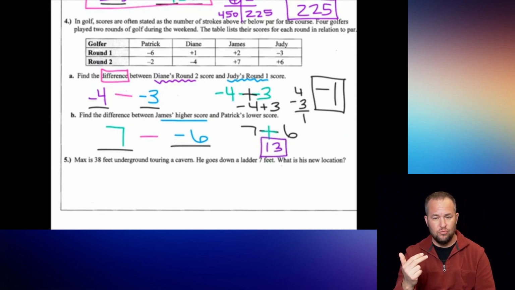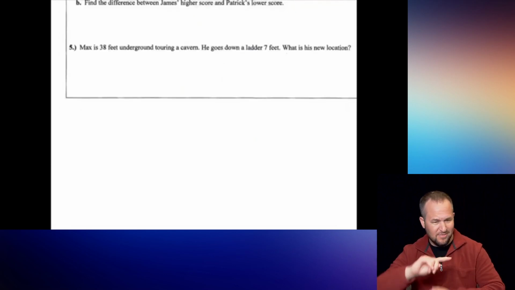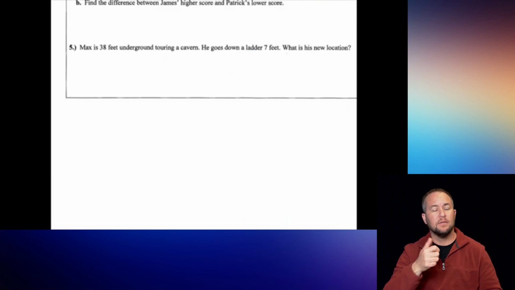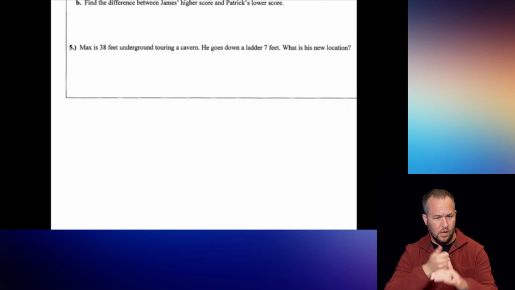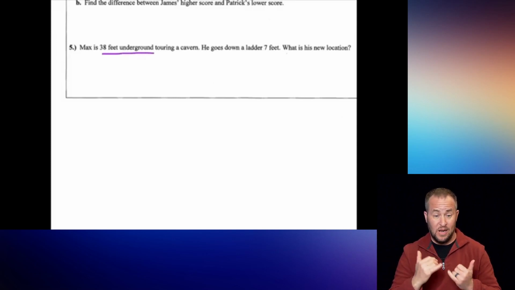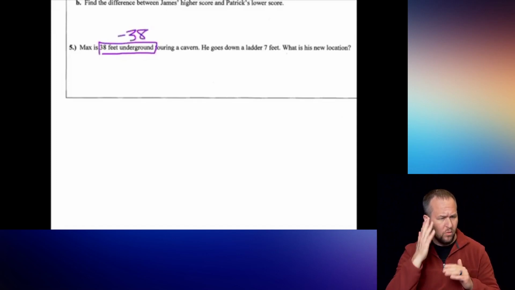All right, my people, last question. We can do it. I believe in us. So Max is 38 feet underground, touring a cavern. He then goes down a ladder 7 more feet. What's his new location? In the first sentence, I know I'm 38 feet underground in a cavern. What integer represents that? Hopefully we know -38. I'm going to start there.